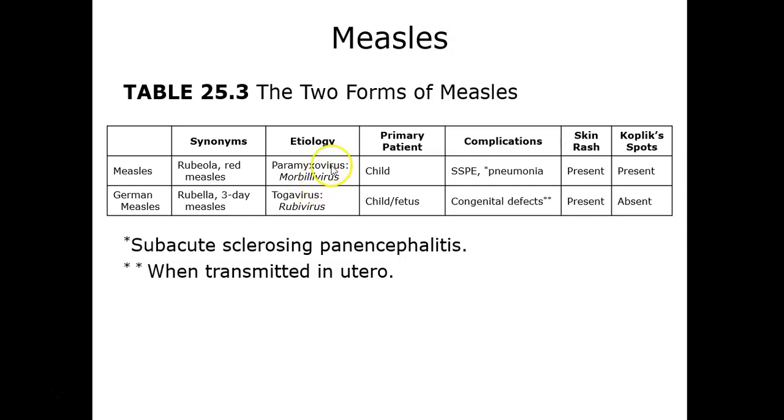Key difference in a diagnosis stance: measles have to have the Koplik spots. German measles, the Koplik spots in the oral cavity are absent. We do see the subacute sclerosing panencephalitis as a complication. The congenital defects are seen when transmitted to the baby in the uterus.